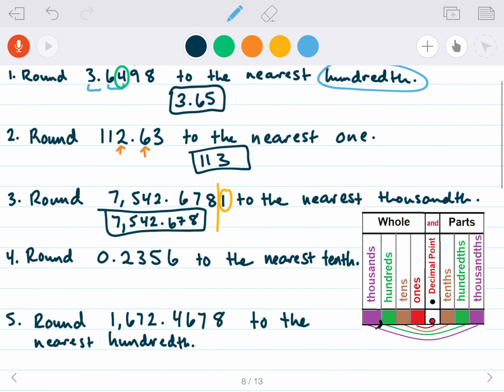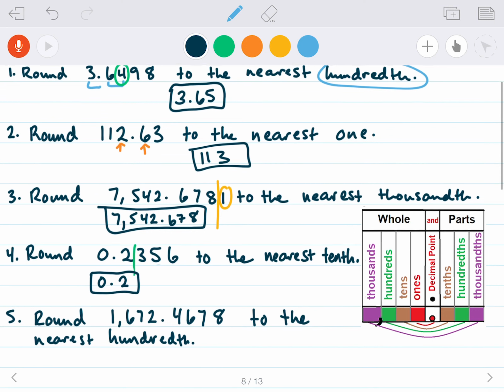The nearest tenth, we want to cut off right here. And the number directly to the right of 2 is 3, which is less than 5. So we just keep it as 0.2. We don't round it up to 0.3. That's our rounding to the 10th spot.